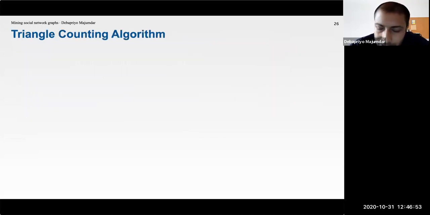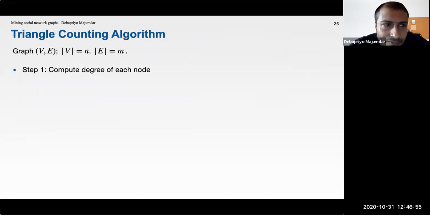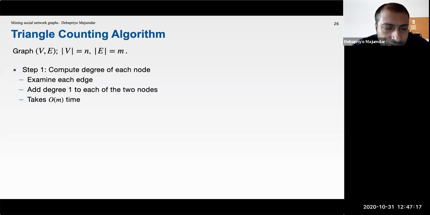So, the triangle counting algorithm. Let's say we have a graph (V, E) where the number of nodes is n and the number of edges is m. First, we compute the degree of every node. That means we examine each edge, and for each edge, we simply increment the degree of two nodes. This takes order m time, right? Because that's step one, pre-computation.